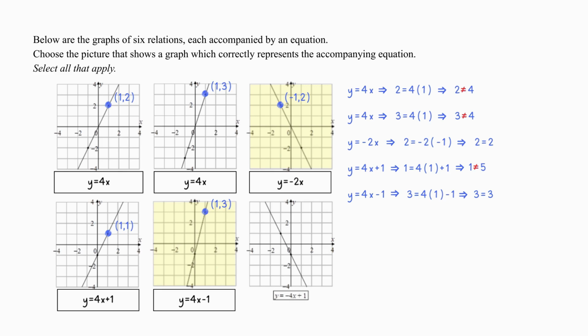The last function we have is y equals negative 4x plus 1. Let's test the point, 0, negative 1. Negative 1 equals negative 4 times 0 plus 1. Negative 1 is equal to 1. The function doesn't belong to the graph as both sides are not equal.